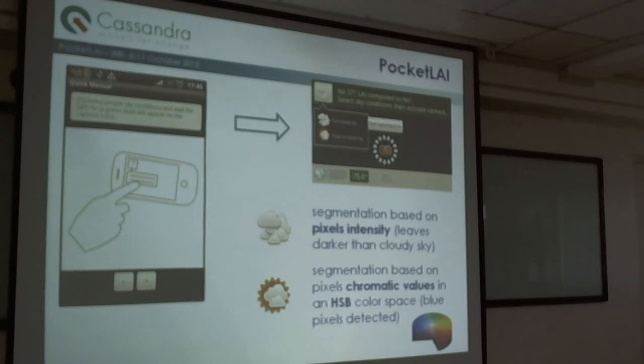The other algorithm is for when you have a clear or mixed sky. In this case, of course, it can happen that the radiation goes directly into the vegetation, and so the vegetation could appear brighter than the sky. So intensity cannot be used to discriminate between sky and leaf pixels. And so the segmentation in this case is based on pixel probability values in an HSV color space. This one is okay.